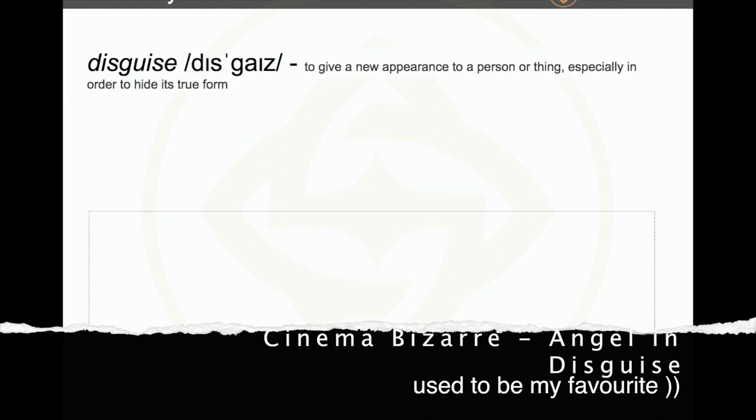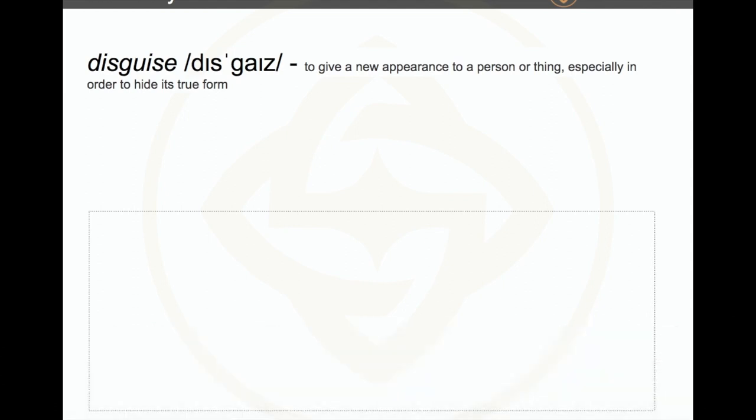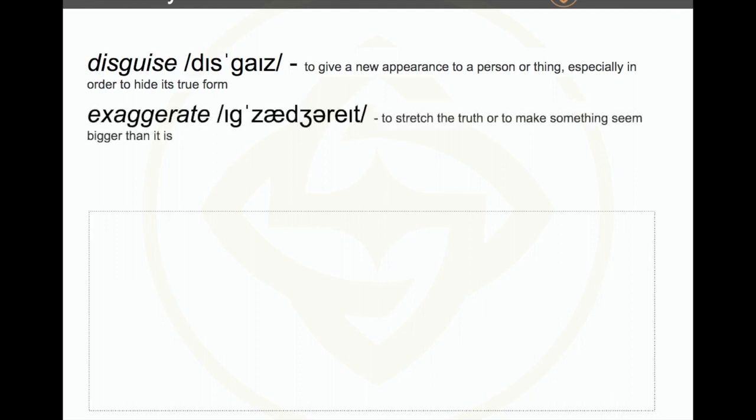So when we say angel in disguise, this means an angel taking the form of a person or maybe some other creature. Usually, when a person says angel in disguise, they refer to a beautiful person, a beautiful lady or a guy. Okay, the word exaggerate means to stretch the truth or to make something seem bigger than it is.